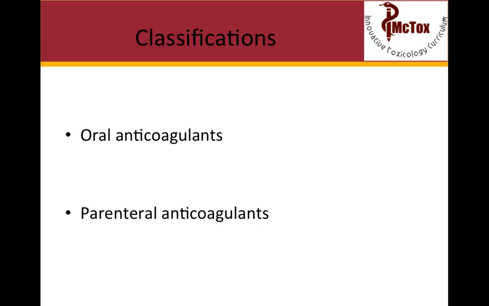There are several classifications for anticoagulants. We'll focus on the one most relevant to toxicology, and here anticoagulants are divided into 2 main groups, oral agents and parenteral agents. Most complications are due to oral forms.